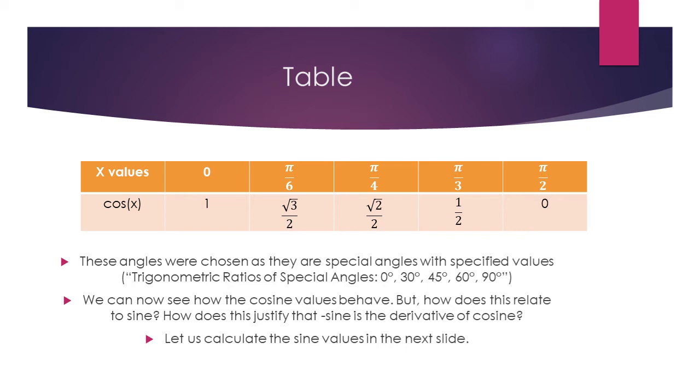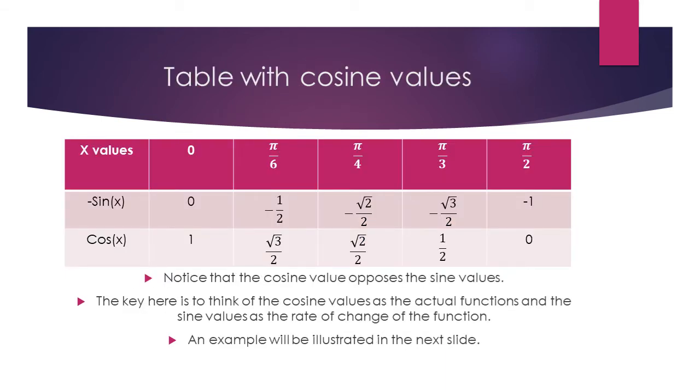Let us do the same. Let us input these same values, the same angles specifically, into negative sine, because negative sine is the derivative of cos. Now that we have done that, notice that cos and negative sine are basically opposites of each other. At negative sine 0 equals 0, cos 0 equals 1, negative sine pi over 2 equals negative 1, and cos pi over 2 equals 0. They're basically opposite patterns of each other.